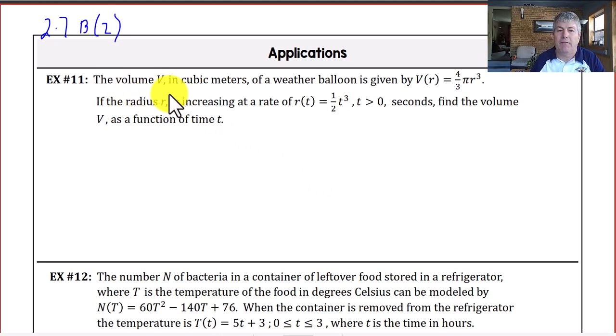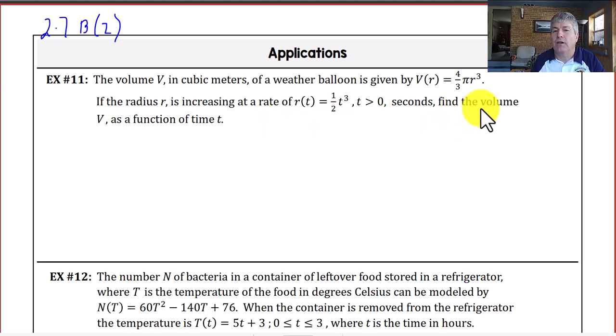In example 11, the volume V in cubic meters of a weather balloon is given by V of r equals 4/3 pi r cubed. If the radius r is increasing at a rate of r of t equals 1/2 t cubed for times greater than 0 seconds, find the volume V as a function of time t.